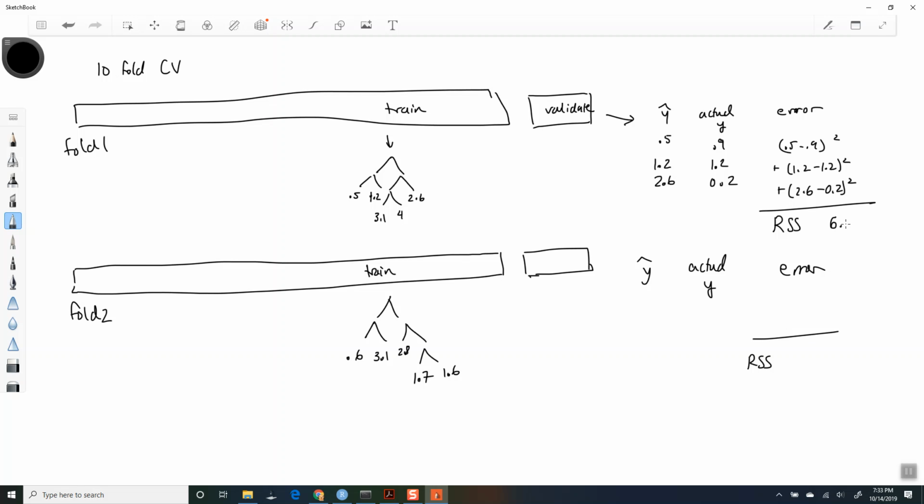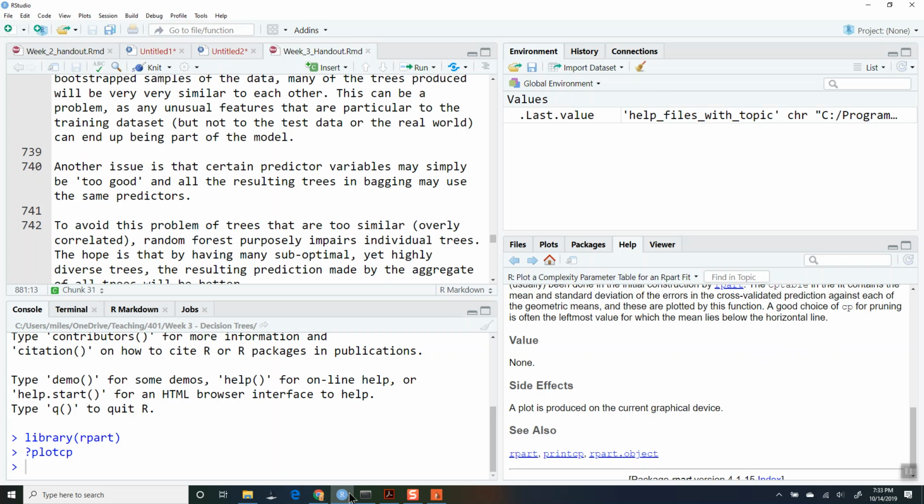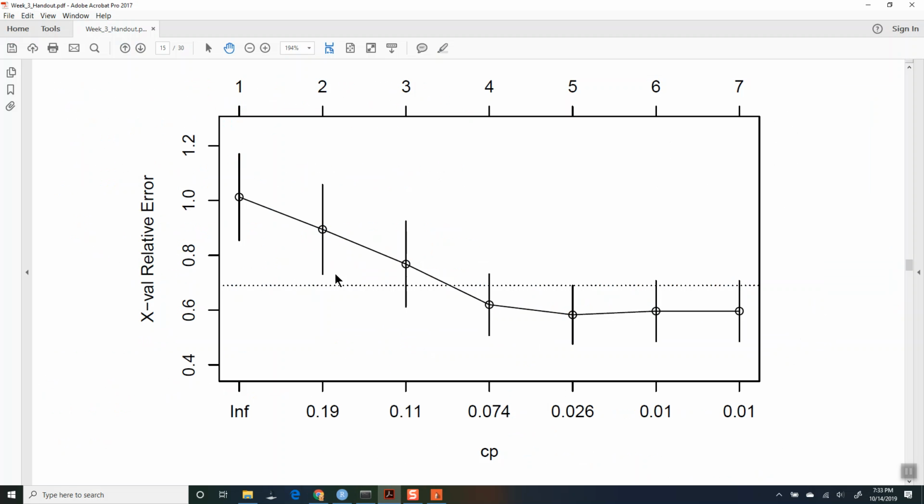I don't know, 6.5, okay? So I'm just making that up. And then you plug in these values, and maybe you get 7.2 or something, okay? And you're going to get 10 of these different things. And so your prediction for this RSS, and technically we do the mean squared error, is going to be different, and it's going to have a standard deviation associated with it.